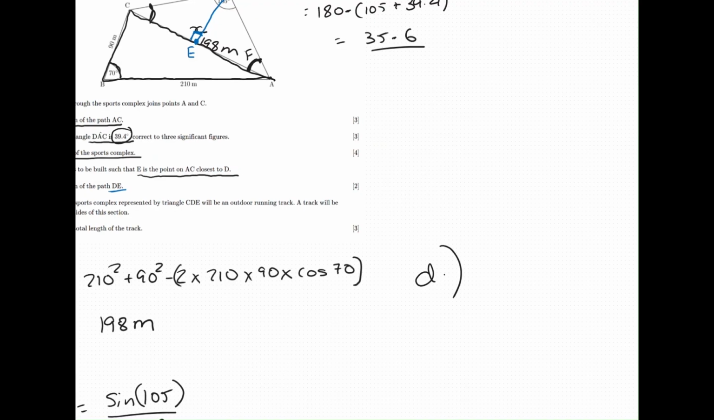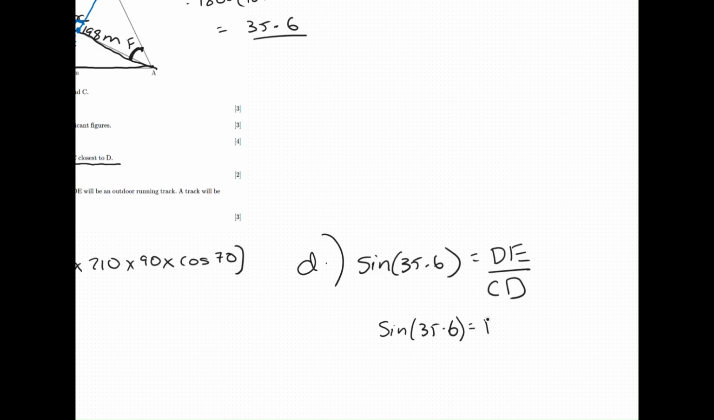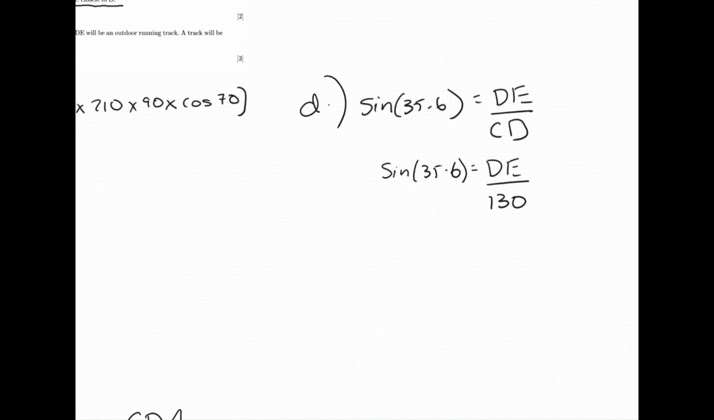So we would use what is called the sine ratio. Sine of 35.6, which is the angle ACD, would be equal to DE over CD, which means sine 35.6 equals DE over 130. And so DE would be equal to approximately 75.7 meters.